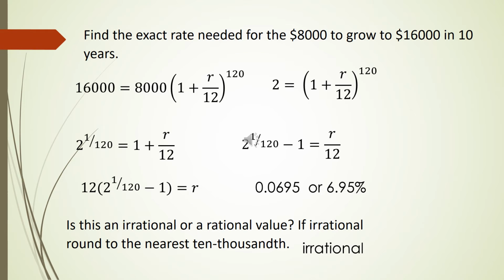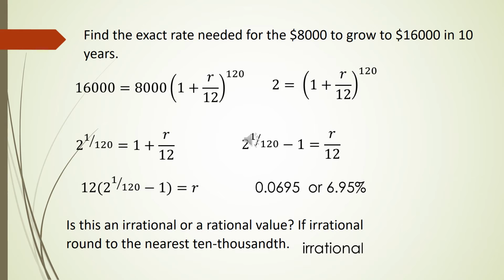To find the exact rate needed for our $8,000 to grow to $16,000 in 10 years, set the compound interest formula equal to 16,000. Then we'll divide both sides by the 8,000. That isolates the power of 120. To undo the power of 120, we need the reciprocal power, so we'll raise both sides to 1 over 120th power. That gives us 2 to the 1 over 120 power. And on the right-hand side, we now have 1 plus r divided by 12. Subtract 1, and then multiply by the denominator of 12, and we have solved for r.